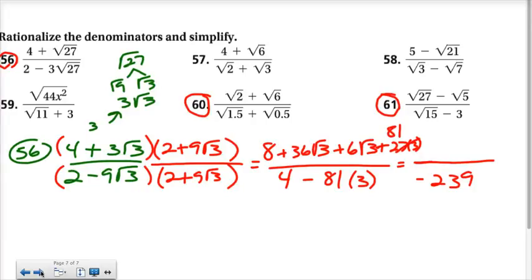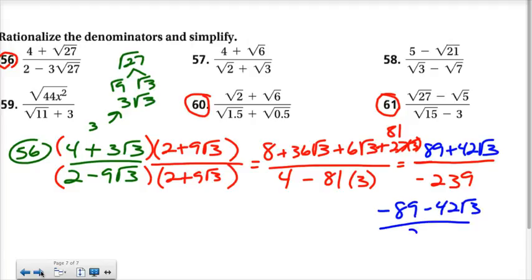And now I can combine like terms. So 8 plus 81 is 89. 36 square roots of 3 plus 6 square roots of 3 is 42 square roots of 3. And that's done as far as I'm concerned. Like we talked about before, you certainly could distribute the negative to your numerator if you do not like negatives in your denominator. But both of those are great answers. That's what we get.